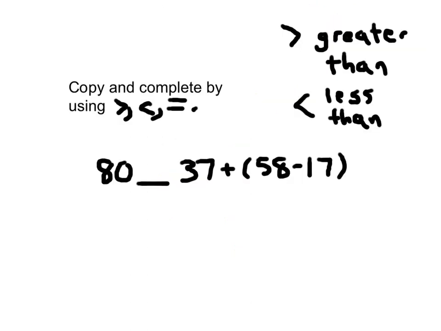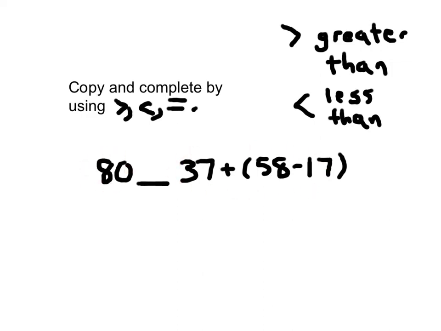These are the types of problems that you'll end up seeing. Remember that this symbol here is greater than. This symbol here is less than. And so the instructions say to copy and complete by using the greater than, less than, or equal symbol. We've got an expression here that's already just 80, and we've got an expression over here that is equal to something. What we need to do is figure out what this expression is worth to be able to compare the left-hand side and the right-hand side.